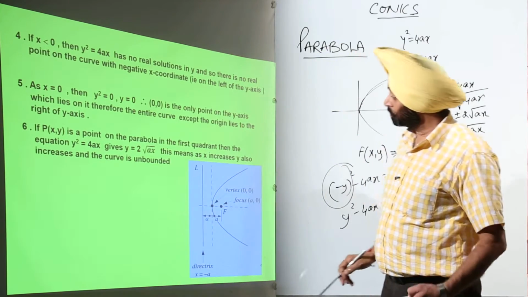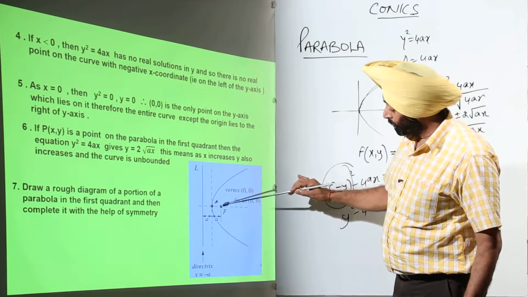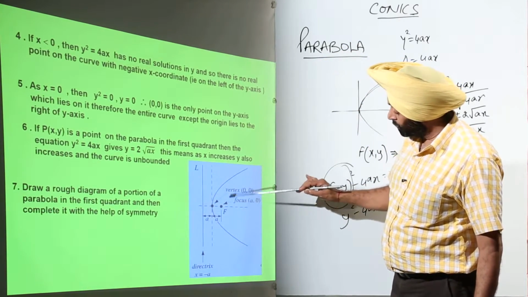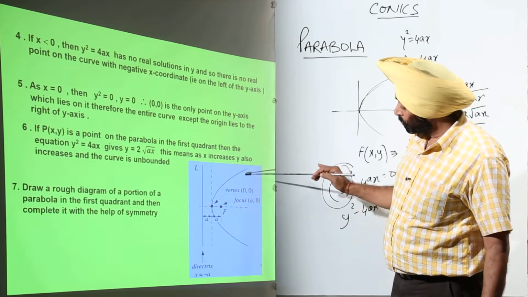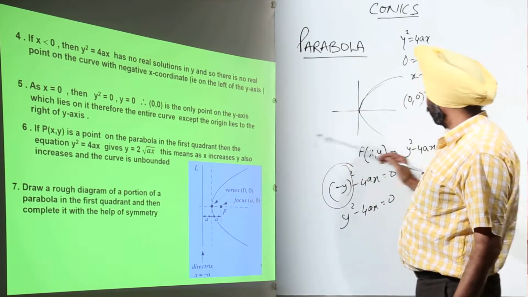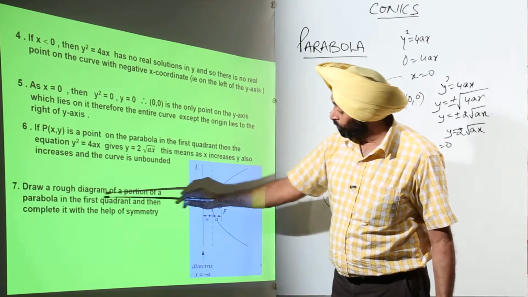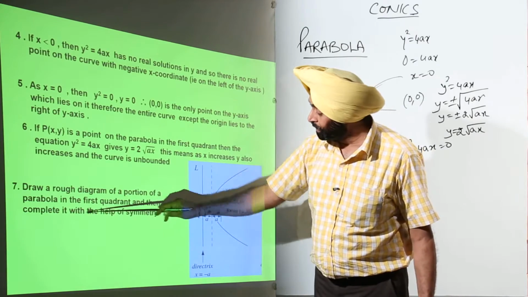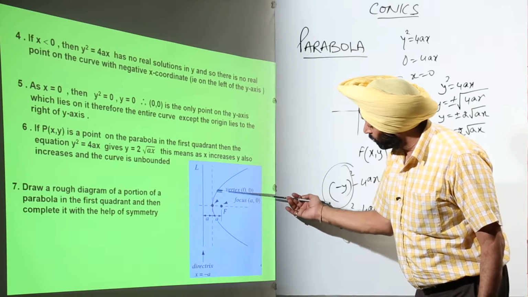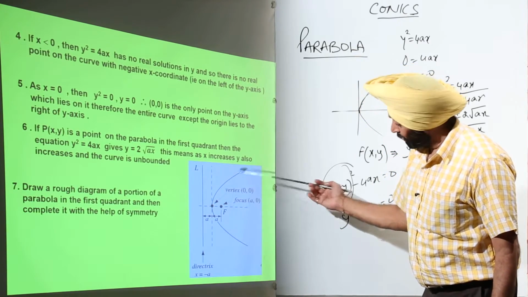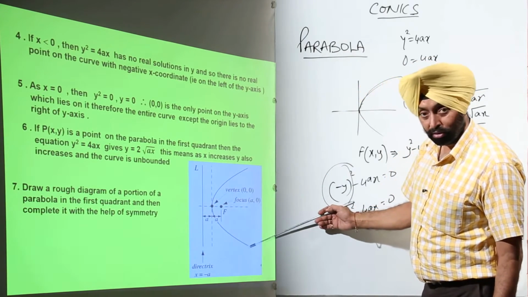Is it clear? So now everything is clear to us. We have different points. If we take x here, y will be here, and here, on both sides, it will go like this. We have two points. Now here I have used only this part. Just look at what I have written: draw a rough diagram of a part of the parabola in the first quadrant and then complete it with the help of symmetry. We plot these points, then this is the symmetrical axis, and exactly the same will come here also.